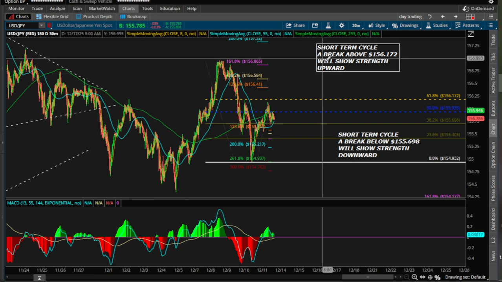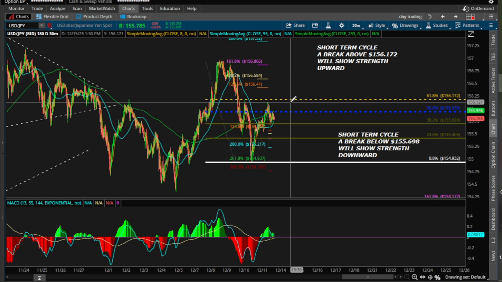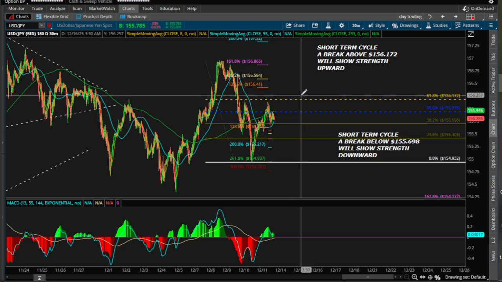So I would say a break above the 156.172, which is a 61.8 fib that I have laid out here. If we can use this as some kind of breakout and then use it for resistance, that would be a nice maybe confirmation for a short-term break up. And these targets are listed up here for your uptrend.